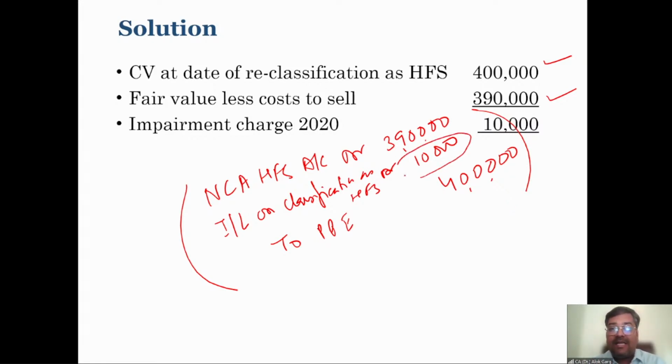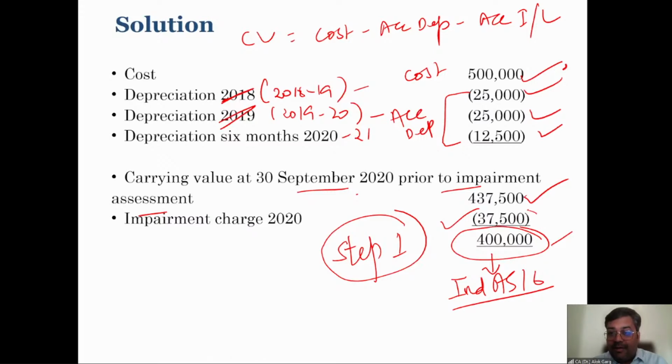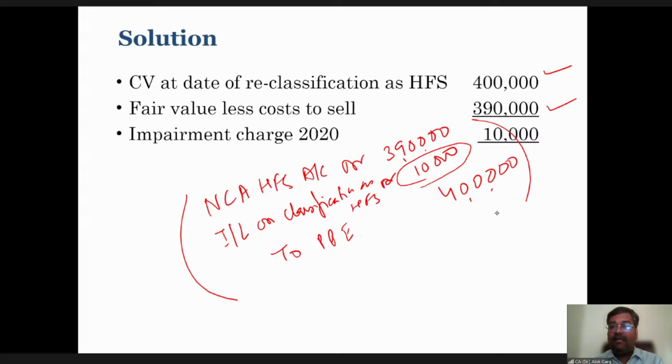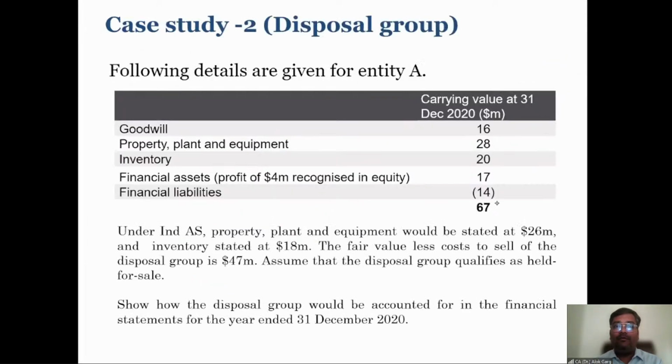Previous means this 10,000 plus 37,500 under Ind AS 16 as well. So 37,500 plus 10,000, in your lifetime you can recognize only the impairment reversal to the extent of 47,500, right? Is it clear, friends? I hope it is clear to all of you.